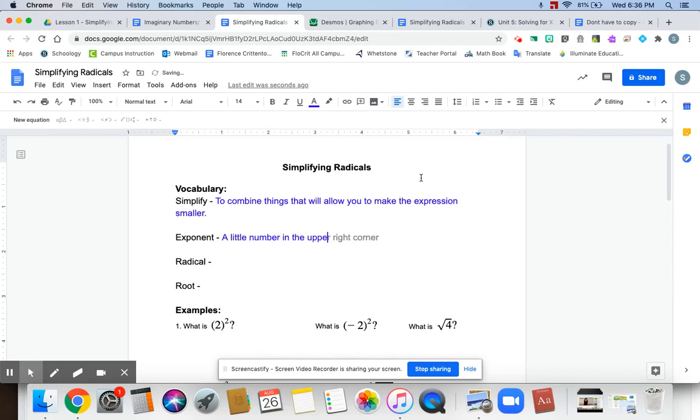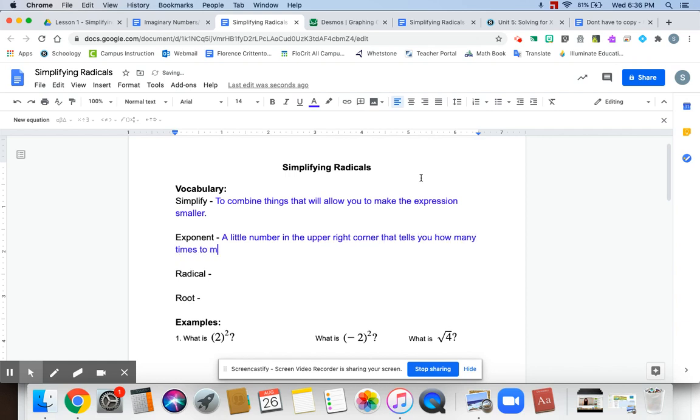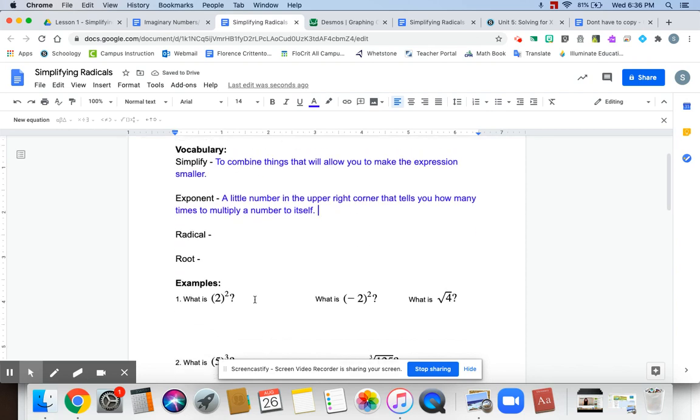in the upper right-hand corner that tells you how many times to multiply a number to itself. So, for example, I'm going to jump down here to examples just so you can see it. When you see 2 in a parentheses with this little 2 up here, that's an exponent. So this 2 has an exponent of 2. That's one way to read this, 2 with an exponent of 2.